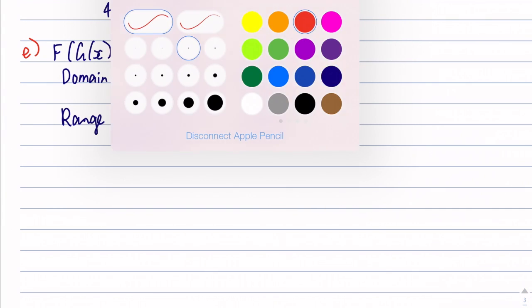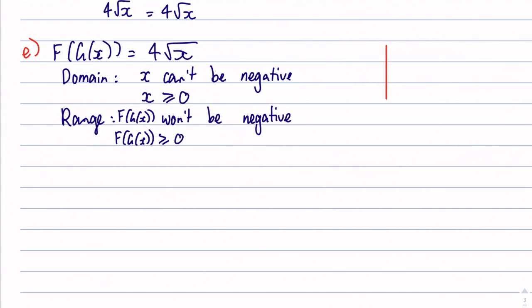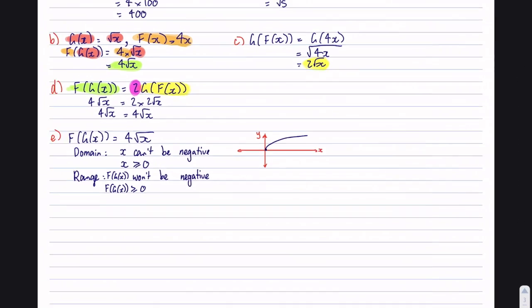If I were to sketch this, by the way, 4 root x, I'm not going to do this nicely, square roots always generically start and go like that. It's a good one to know. Okay, that's question 7.